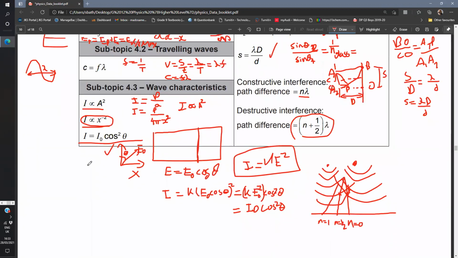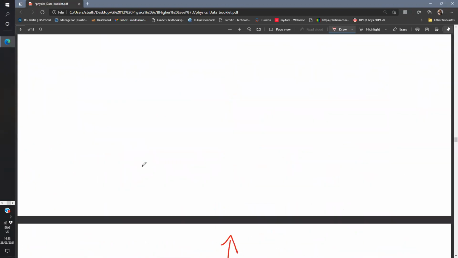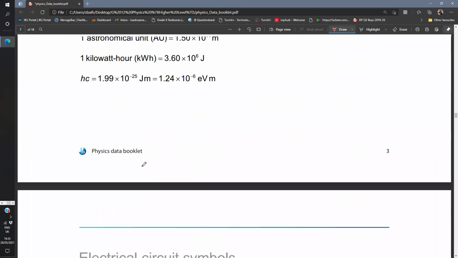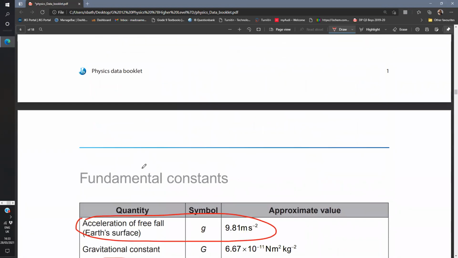Now there's topic 4.5, standing waves, and the reason why the formulas aren't here is because it's basically an external concept that I'm going to be covering right now. So here's an empty page. Let's say we have the first harmonic, n is equal to 1, n is equal to 2.